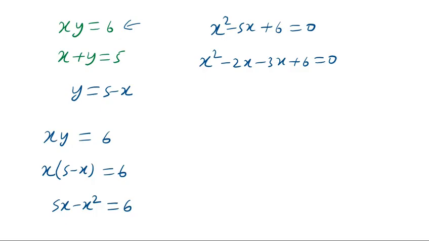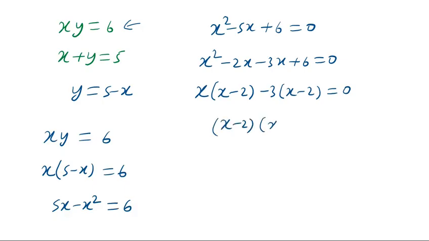And look carefully at the first two terms. Here x is a common factor. So if we take common x, then you will get inside the brackets x minus 2. And here if we take common minus 3, then here x minus 2, and this is equal to 0. Now on the left hand side x minus 2 is a common factor. So if we take common x minus 2, then here x minus 3, and this is equal to 0.